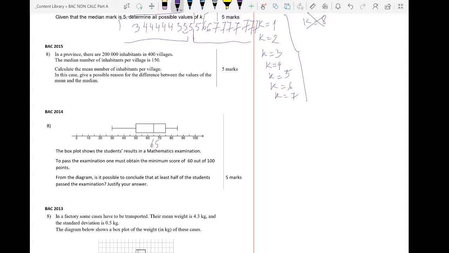By the way, these are Q1 and Q3. To pass, you must obtain the minimum score of 60. So more than 50% of the students have more than 60 from the diagram. Is it possible to conclude that at least half of the students passed? What do you think? Half of the students are here. 60 is the pass, so even more than 50% passed.